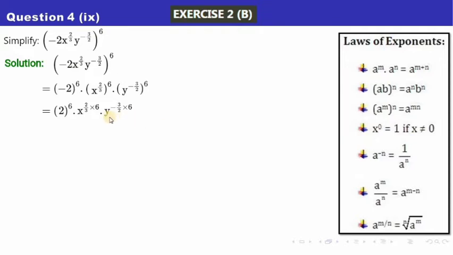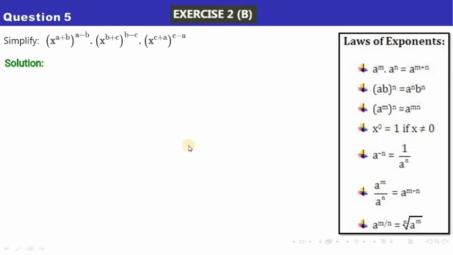So the power of y becomes minus 9. And 2 to the power 6, that means if you multiply 2 six times, 2 into 2 into 2 into 2 into 2 into 2, you will get 64. As I said, the power of x is 4 and the power of y is minus 9. Again, for y to the power minus 9, if I apply this law, y to the power minus 9 becomes 1 by y to the power 9. That is your answer. You may pause the video and note down the solution.